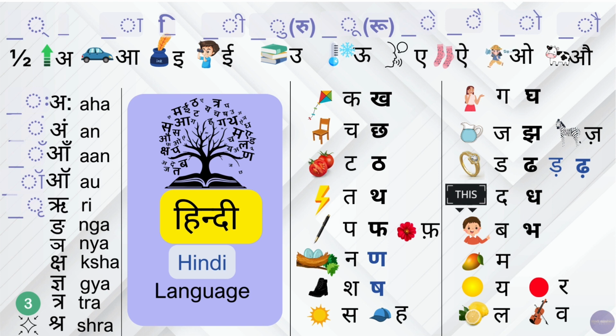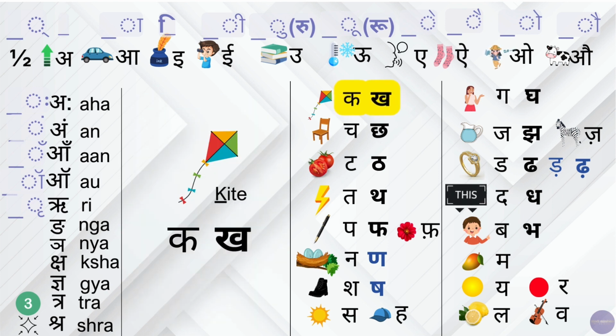So let's get started. First one, kite. Kite is related to two letters, k and k. Soft sound k and forceful sound k. I have highlighted the forceful sounds in bold. Let's move on to the next one.